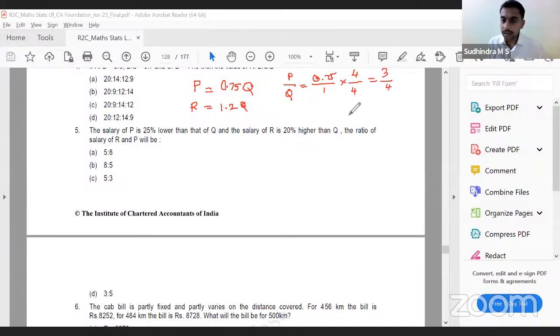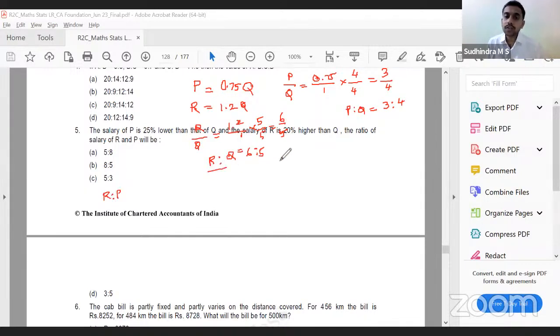Correct? So can I say P is to Q is 3:4 ratio? Same way, R by Q is equal to 1.2 divided by 1. Multiply and divide by 5. You get 6 by 5. So R is to Q is 6:5. But we want R is to P.